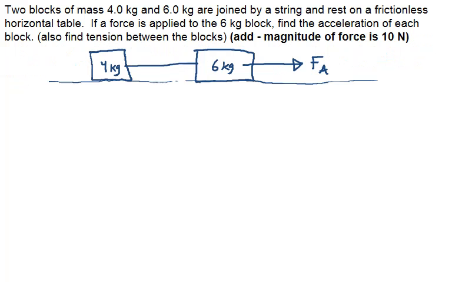All right, so here we've got 2 blocks, a 4-kilogram block and a 6-kilogram block, all connected through a pull system here, the force applied coming out to the right, and then there's a line of tension between them. The question is, what is the tension between them, and what is the acceleration of this system?